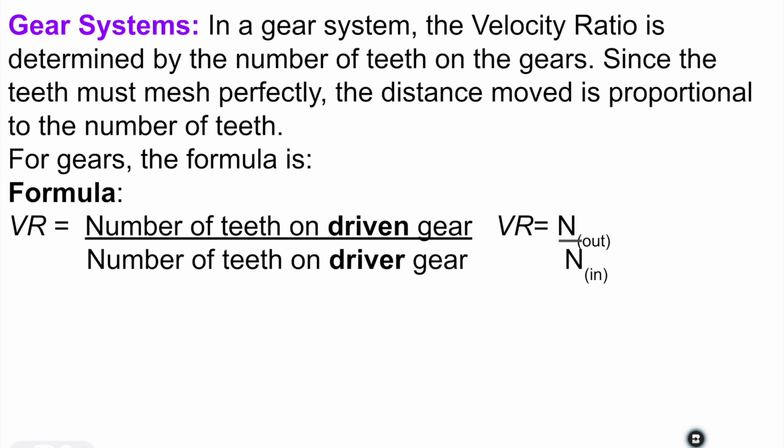When we talk about gear systems, we need to think about the velocity ratio being determined by the number of teeth on the gears. Since the teeth must mesh perfectly, the distance moved is proportional to the number of teeth. So for gears, the formula is velocity ratio is equal to the number of teeth on the driven gear over the number of teeth on the driver gear. Okay, so VR is equal to the number of teeth on the output over the number of teeth on the input. Now, you might recognize this as the formula for mechanical advantage, and it is.